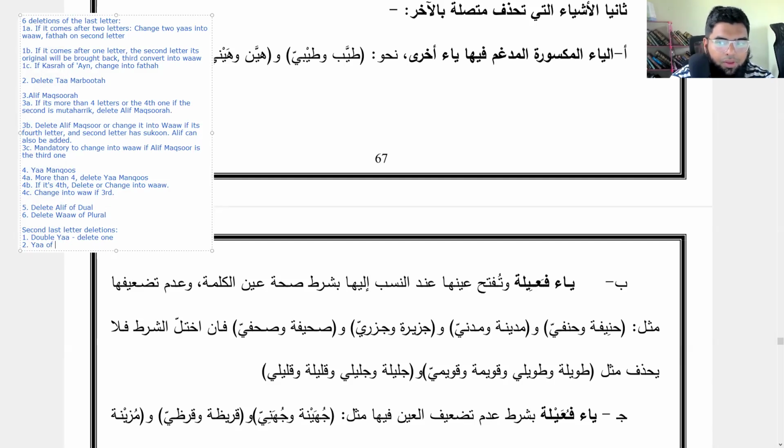So ya of fa'ila. Let me write it in English, it's easier. Delete ya of fa'ila. So it is called the fa'ila rule, you could say. If it's not weak, if it's sahih, and not double. Okay. So Medina, how do you say city? Civil. Madani. Jazira, fa'ila rule. Jazari. Sahifa, newspaper, journalist. So Sahafi, journalist.